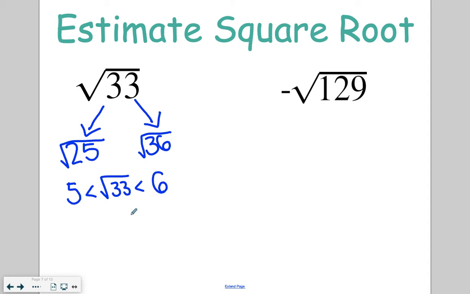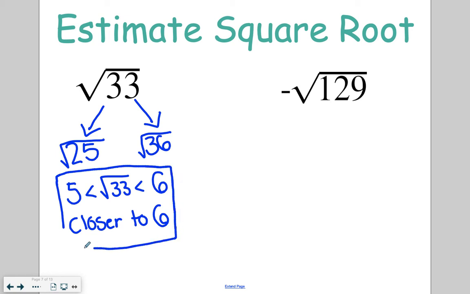The other thing you want to look at is which one it's going to be closer to. So 33 is 8 spaces away from 25, but it's only 3 away from 36. So the last part of this would be that it's closer to 6. So it's probably like 5.8 or something. We aren't figuring out the actual answer right now. We're just estimating, so approximating what our answer is going to be.